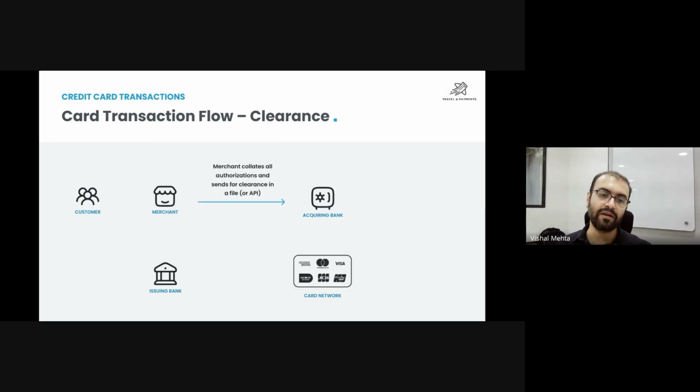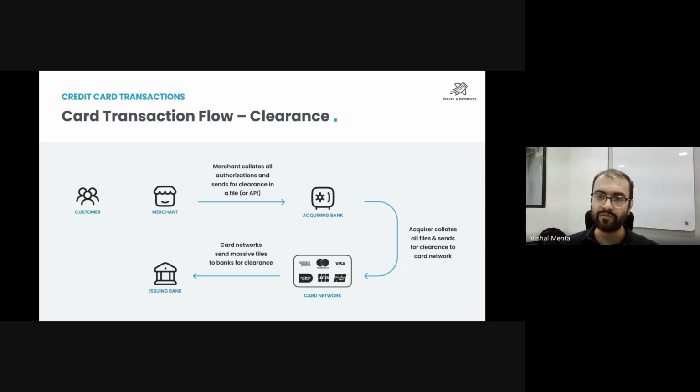So in case of settlement, whenever the merchant wants to, it will capture those authorizations in a single file or an API and send to the acquiring bank. Then the acquiring bank will collate all the files together between various merchants and send that to the card network for clearance. And then card network will identify which clearance to be sent to which issuing bank, and based on that, it will process the transaction. So first we learned about authentication, then about authorization, and now about clearance.